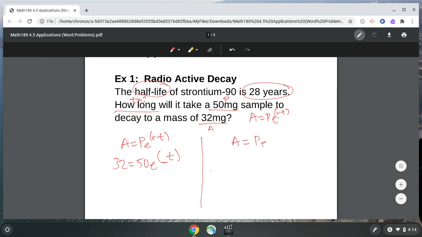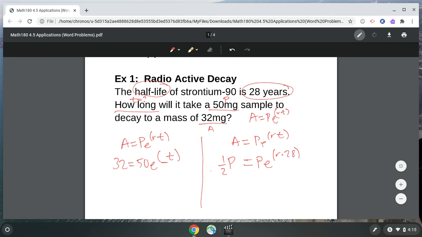When you have missing variables here to solve the problem, then this actually becomes two problems. Usually if it's a half-life problem like this, it's probably going to be a two problem type of situation. So you start off with a certain amount, whatever amount that is, P, and then you end up with half of that amount in 28 years.